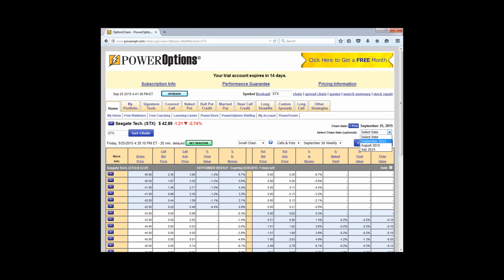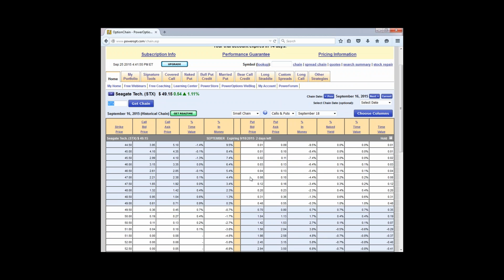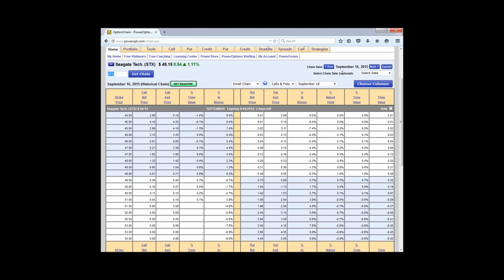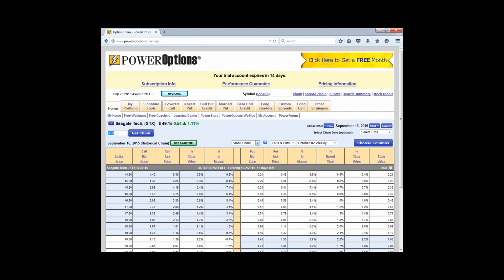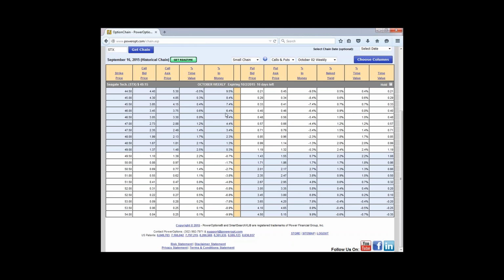I'm going to go back to the historical chain. Let's go ahead and take a look there. Now, today's expiration is, of course, the 25th. So we're going to say for next week, the October 2nd. On September 16th, 16 days away from October 2nd, our STX stock was trading at 49.15. At the time, let's just look at the put chain here.